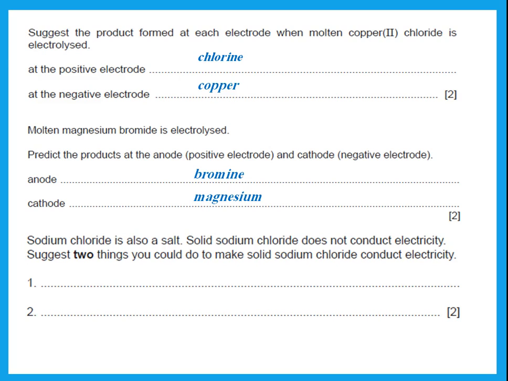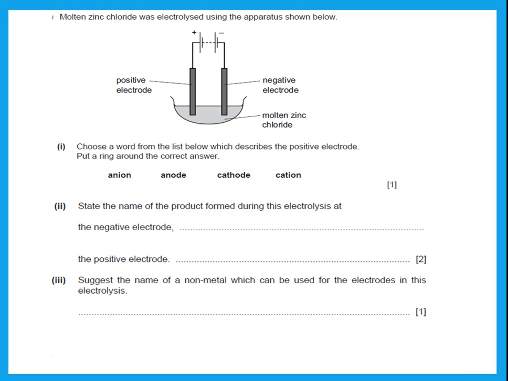Sodium chloride is also a salt. Solid sodium chloride does not conduct electricity. So just 2 things you would do to make solid sodium chloride conduct electricity. If I have solid sodium chloride, what can I do to make it conduct electricity? Well, we said ionic compounds will conduct electricity if what? If molten or in solution. So what I should do is either dissolve it in water to form a solution or heat to melt it so that it becomes molten.